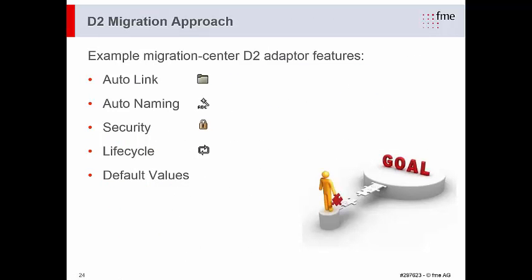here we go. So here is an example just to give you a little more substance to the points I've been making. As I mentioned earlier, and to tie that back to some of the things that Hubert had mentioned around automation, auto-linking, auto-naming, assigning the appropriate security, assigning the appropriate life cycle. These are the things that our D2 adapter provides as part of our software approach to this from a data migration perspective.